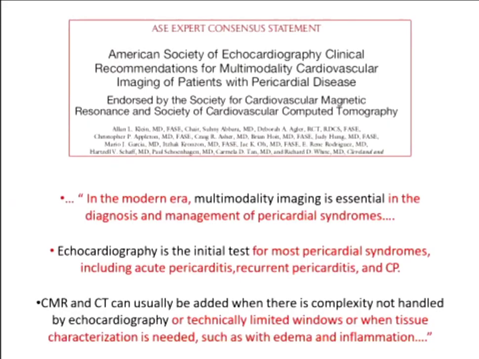If you see the AAC guidelines, it says that in the modern era, multimodality imaging is essential. Echocardiography is the initial test. And that's very important because, when we define these syndromes, it's very important to talk about echocardiography. It's a simple test. It doesn't require any amount of radiation. CMR and CT can usually be additive if there is any complexity, if you're not able to solve it with an echo alone.